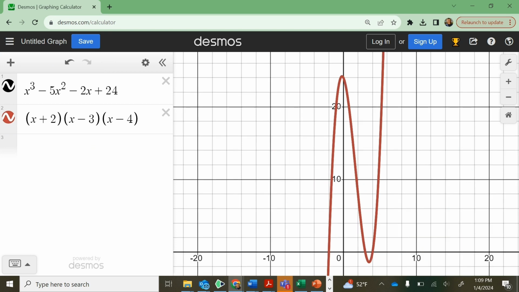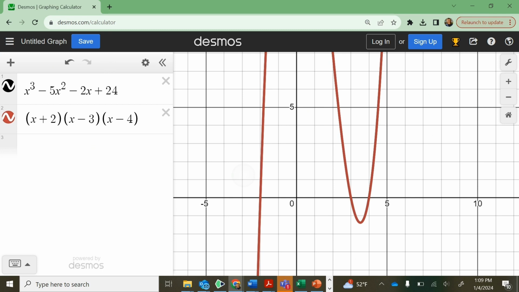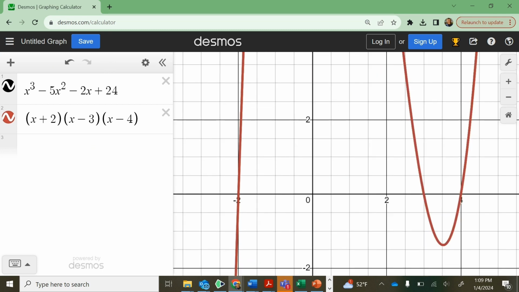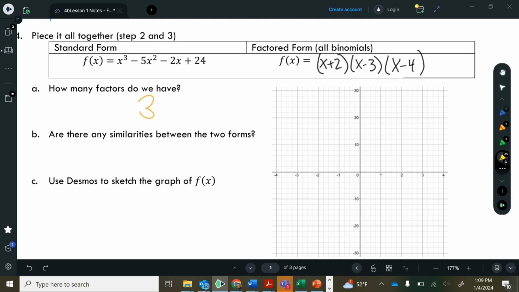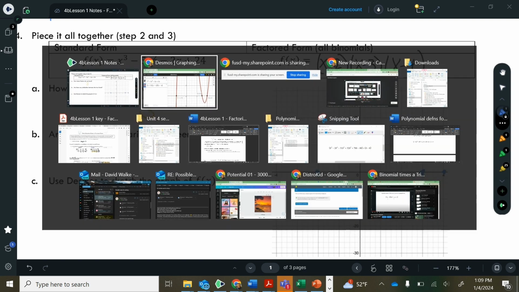Okay, so look, let's sketch the graph. That's what it asks us to do. Let's get some key features. I think x-intercepts will be a good place to start. So we have x-intercepts at -2, +3, and +4. And let's see, what about a y-intercept?